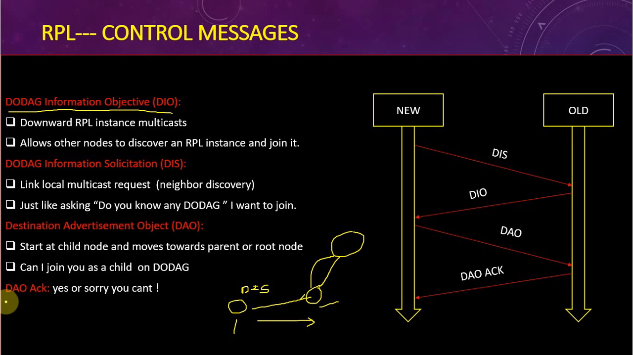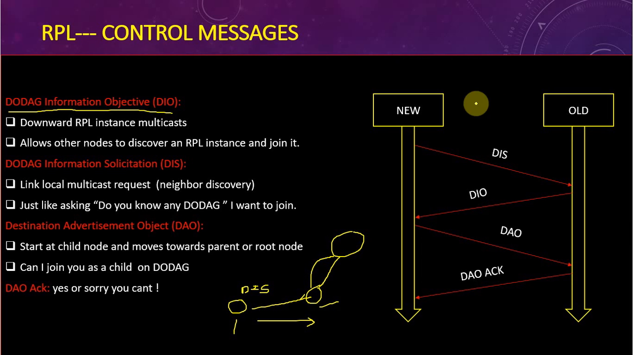And the DAO acknowledgement is the message which comes from the parent node. Either it can say yes, you can join, you are most welcome, or if there is some issue, that is a compatibility issue, then it will say sorry, you can't join me. So that's the information regarding control messages in RPL. I hope you understood that one.